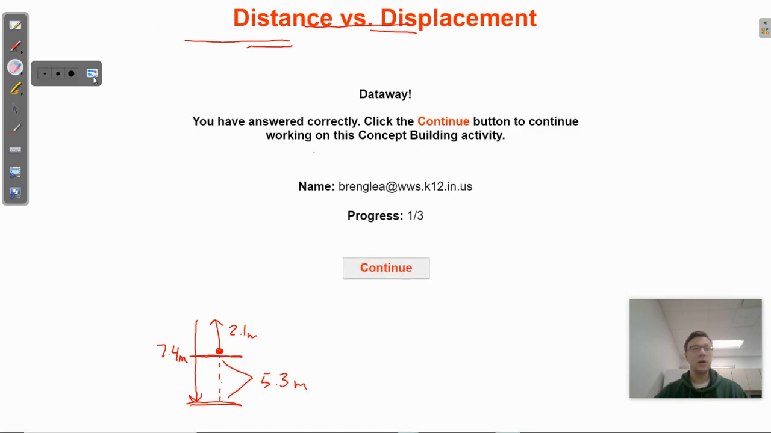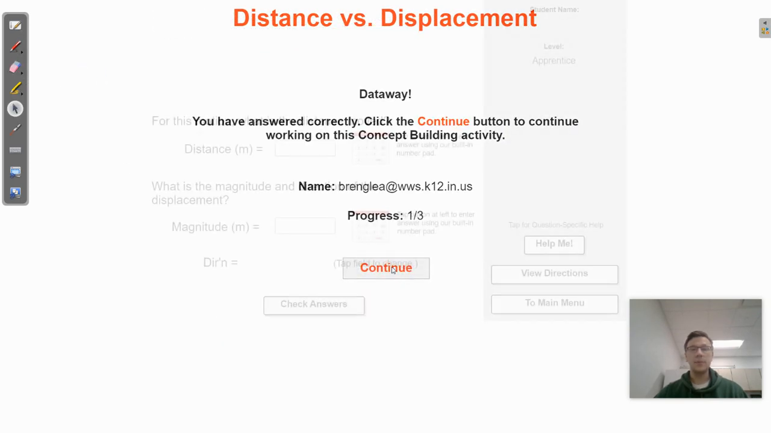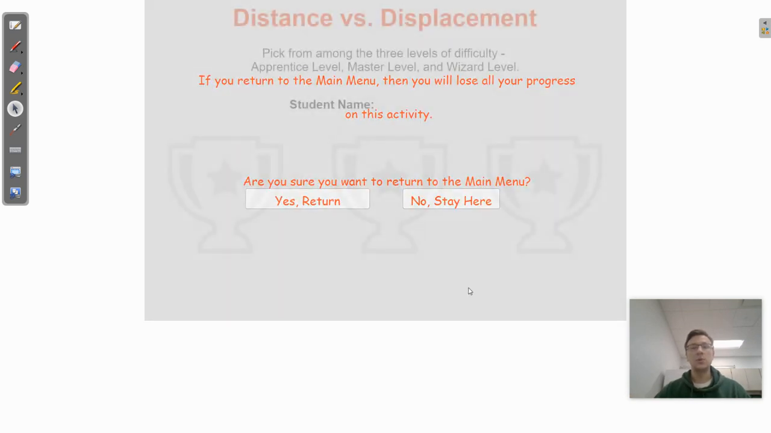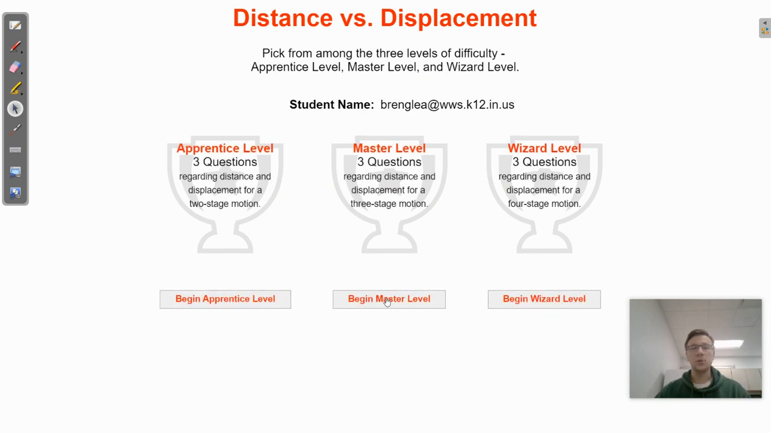Okay, great. Let me clear this. And so the first level is only going to have two movements. It might be east, might be west, might be north, south. So that one shouldn't be too bad. They're always going to be in opposite directions there, so you'll complete those the same way. Now, when we return to the main menu, you'll obviously complete the whole trophy.